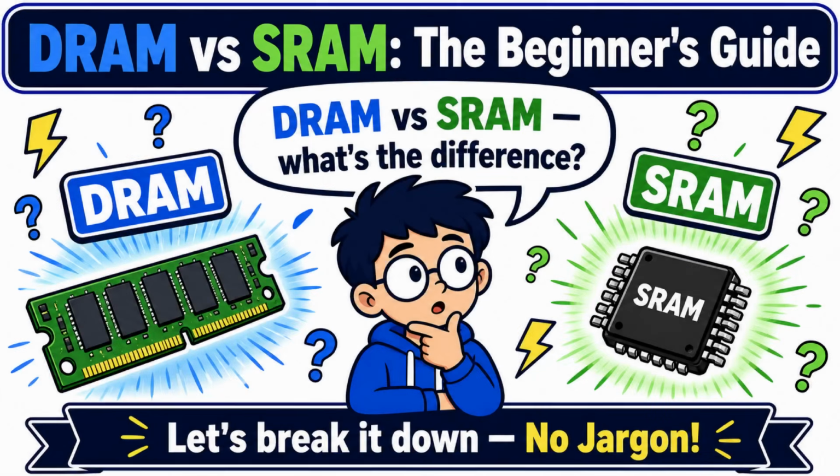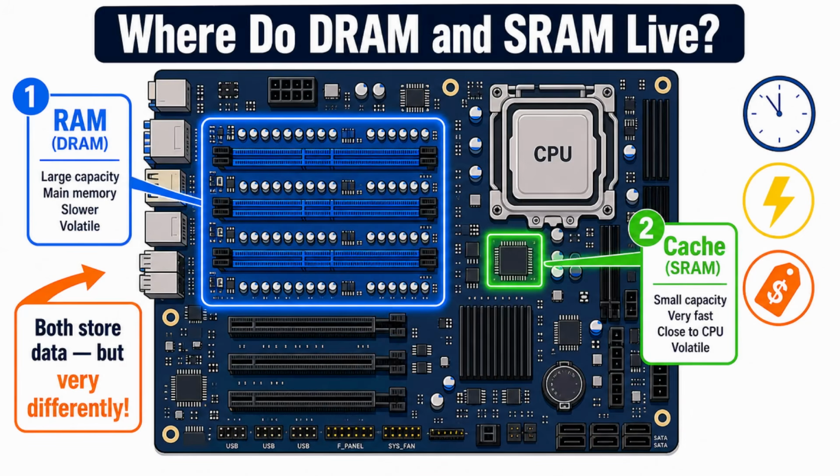Hey there, welcome. Today, we're diving into one of those topics that sounds super technical, but is actually really cool once you break it down. We're talking about DRAM versus SRAM, two types of memory that your computer uses every single day. By the end of this video, you'll know exactly what they are, how they work, why they're different, and where your computer uses each one. Let's go.